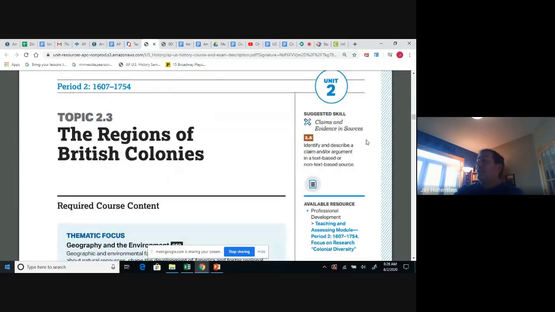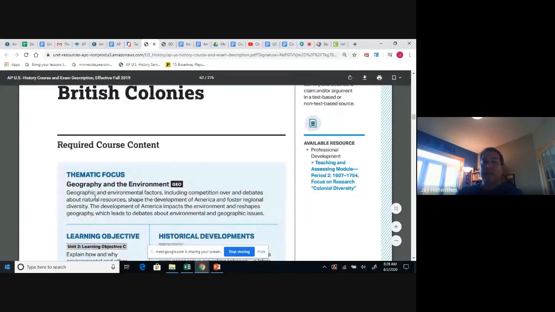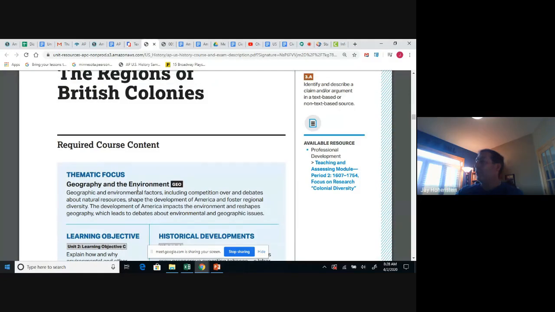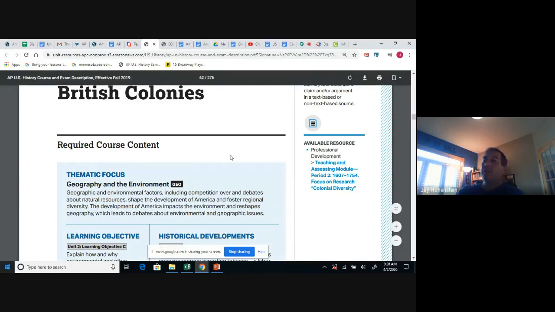Our class obviously is focused on the regions of British colonization. And so it's mentioning here how geography and the environment is going to impact the North and the South, which you're already aware of. So you already know about why in the Chesapeake and South, you had a plantation style system. Their climate is warmer. They don't have the same rocky soil that they've got up in New England. They're able to create large plantations along the waterways.